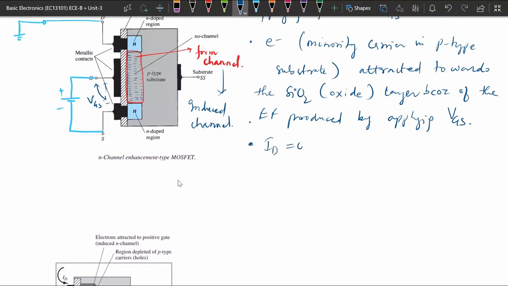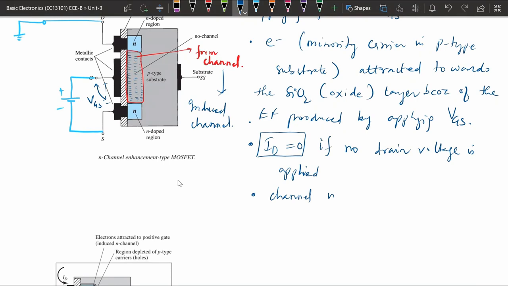ID will be zero if no drain voltage is applied. Even if the channel is formed, if we are not applying any drain to source voltage, or the drain voltage is connected to zero, there will be no current flowing. The channel that is formed when no current is flowing because of no drain to source voltage is called a flat channel. So this induced channel is basically flat when there is no drain to source voltage.